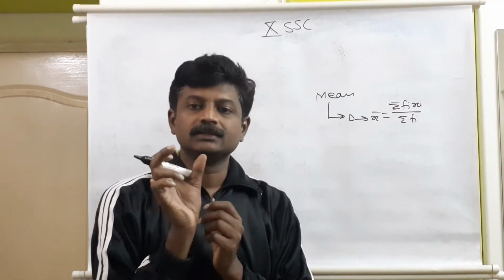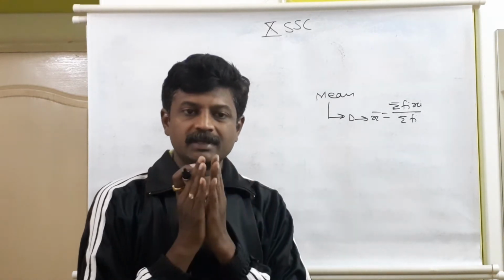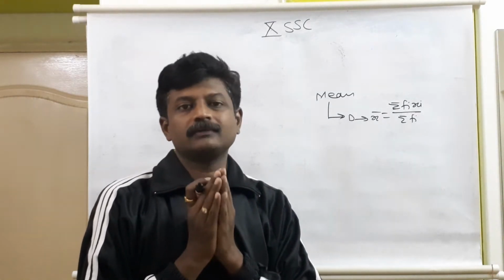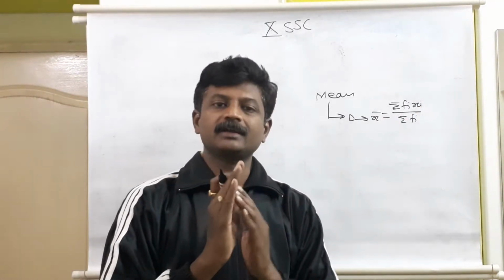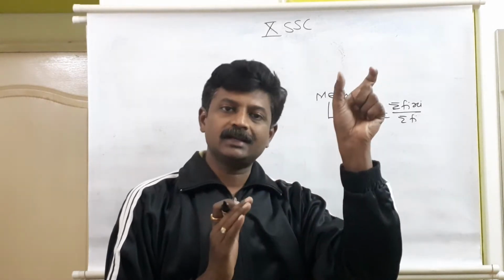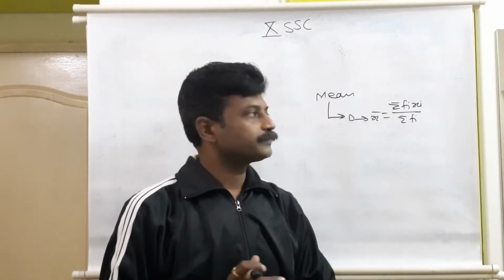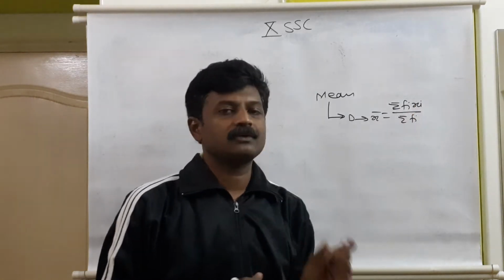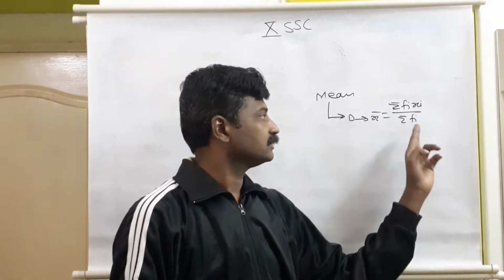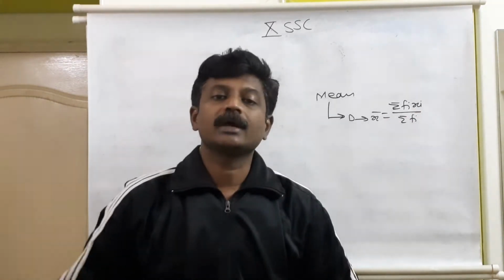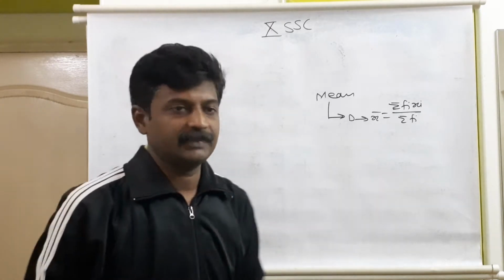Class mark is the sum of both the limits of any class divided by 2, and we get the center midpoint of the class, that is the class mark xi. The product of class mark and frequency gives the last column, that is fi xi. The summation of the fi xi column will be at the numerator, and the summation of the frequency column, also known as capital N, will be at the denominator. Dividing them gives the mean by the direct method.